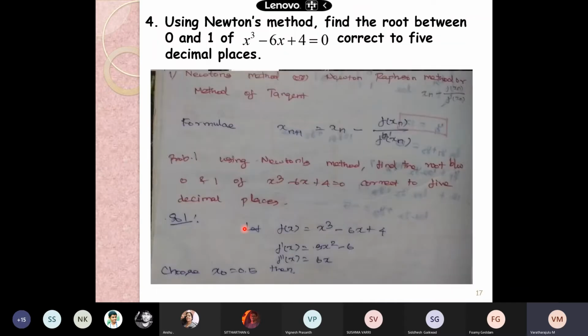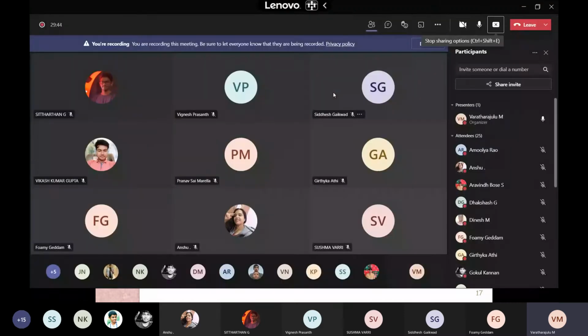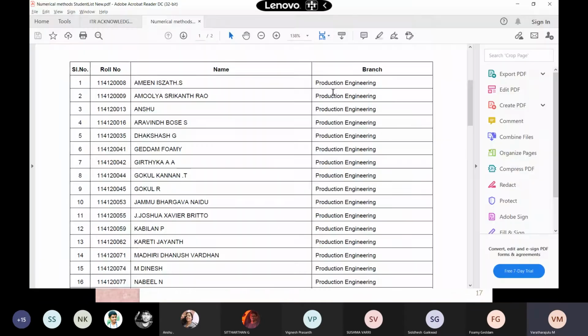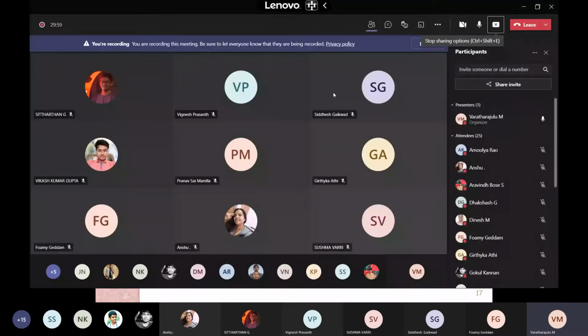Someone please share your screen and try to find the results using a calculator, like Siddharthan did. Someone who is the first, that is 55, Joshua Xavier Brito. Joshua, please.